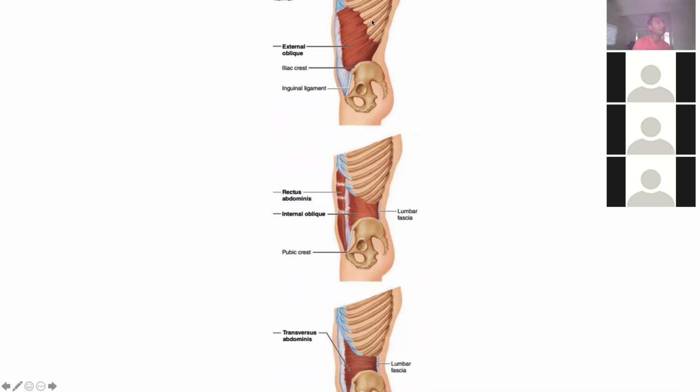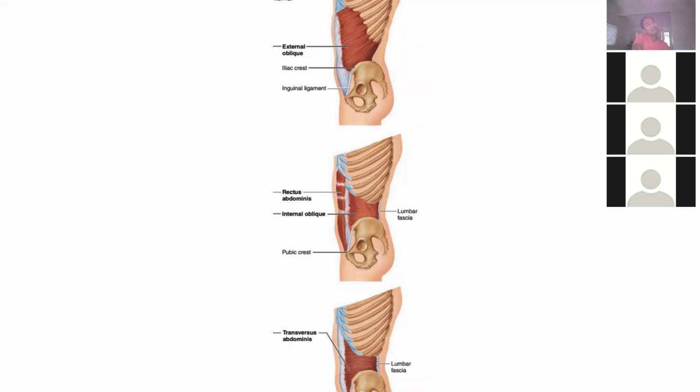Yeah, it is coming from the rib. It will go to the pelvis. It will go to the pubic tubercle, and it will become what you call the aponeurosis and rectus sheath, and meet with the opposite side in the center, which is the linea alba.